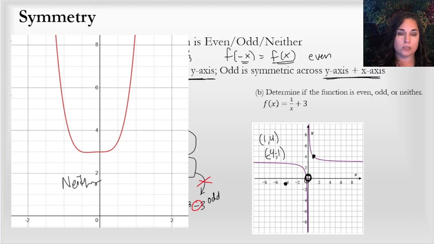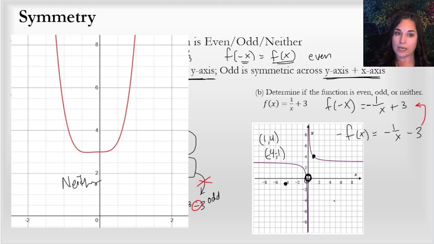We can do the f of negative x. If I plug it in and do this algebraically, I get negative 1 over x plus 3. So we're going to notice that that's not equal to the original function, which had a positive out front. So it's not even, which we already knew from looking at the graph. And then it's not odd either, because negative f of x equals negative 1 over x minus 3, and that's not the case for when I evaluate negative x either. So it can't be odd and it can't be even, so this is a neither case as well.